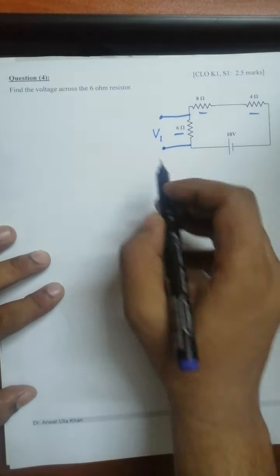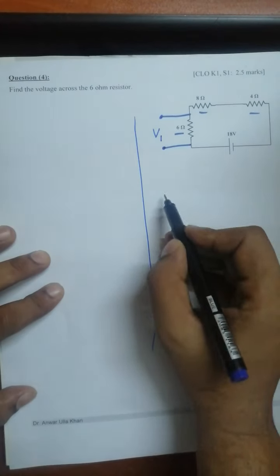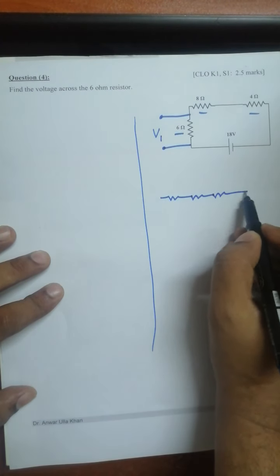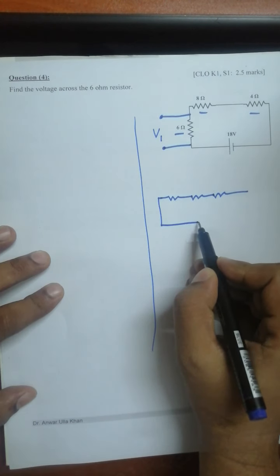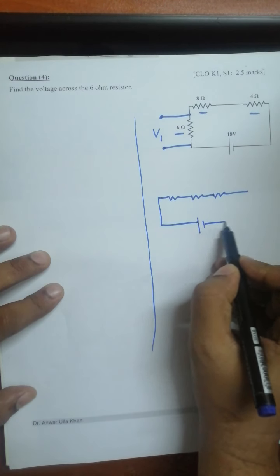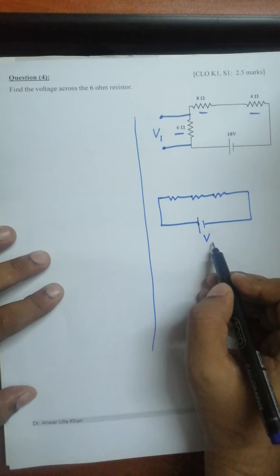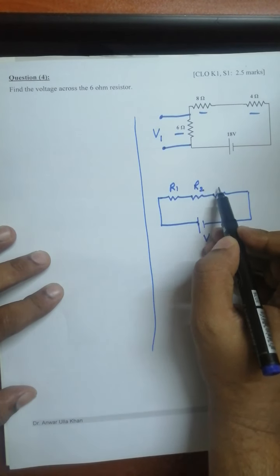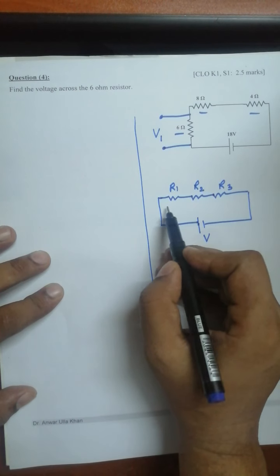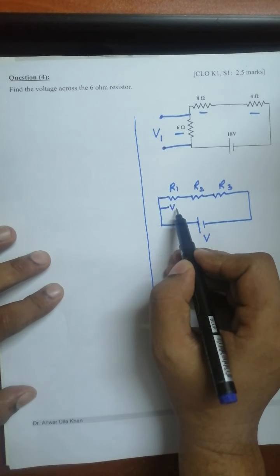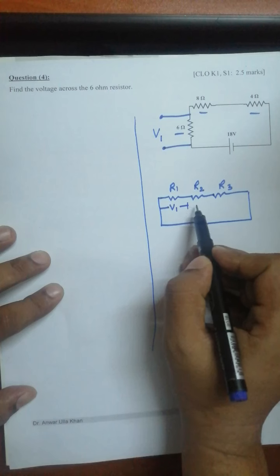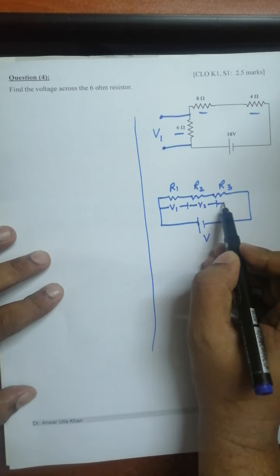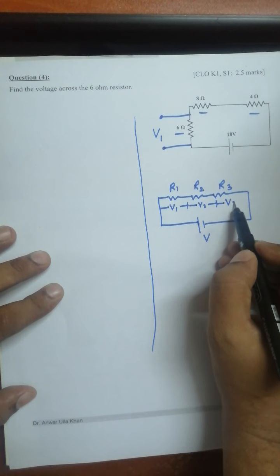So we can apply one rule here. This is the rule. Suppose there are 3 resistors. We are taking the example of 3; you can take 4, 5, 6, anything. Suppose this is your supply, voltage V. This is resistor R1, this is resistor R2, this is resistor R3. Voltage across R1 is V1, voltage across R2 is V2, and voltage across R3 is V3.